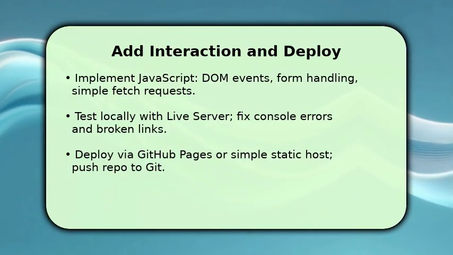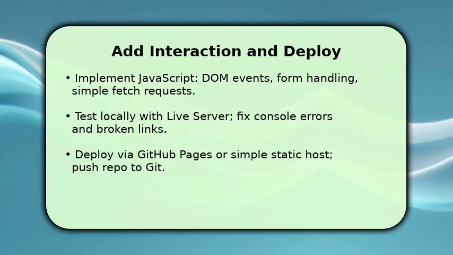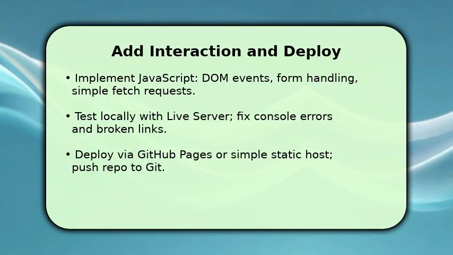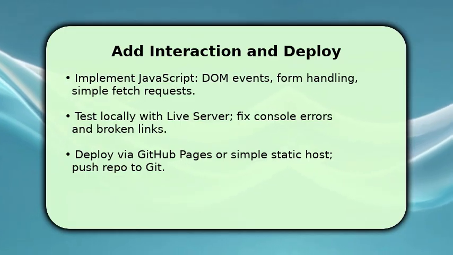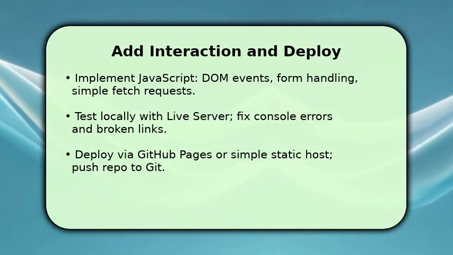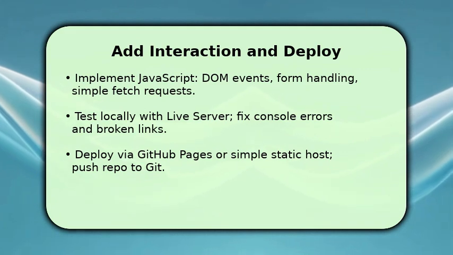When ready, initialize a Git repo, commit, and push to GitHub, then enable GitHub Pages or upload to a static host. If something breaks, first check the console and file paths. Most problems are missing links or typos.